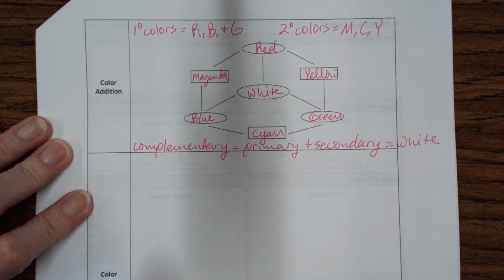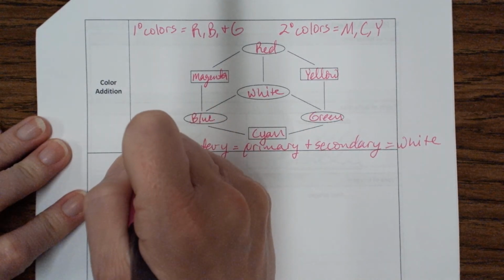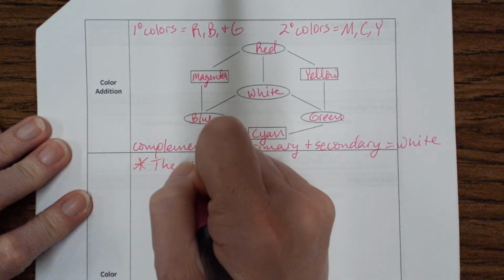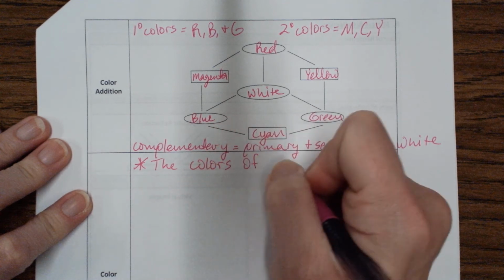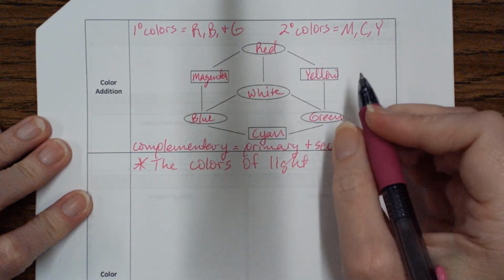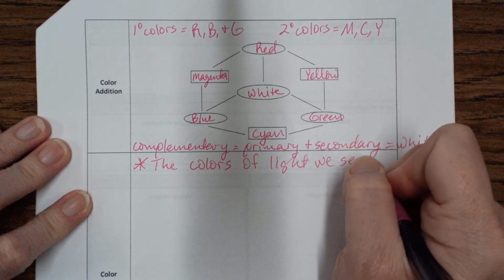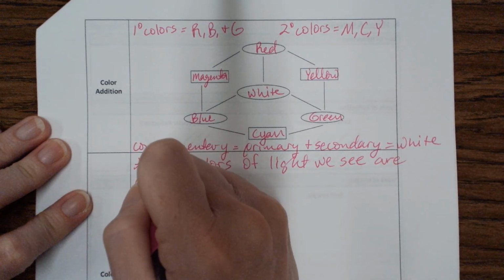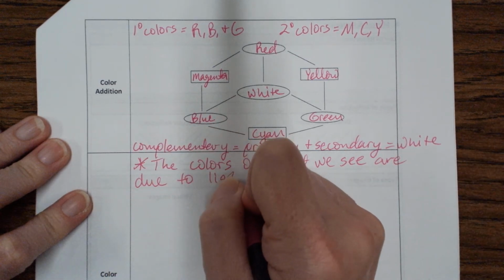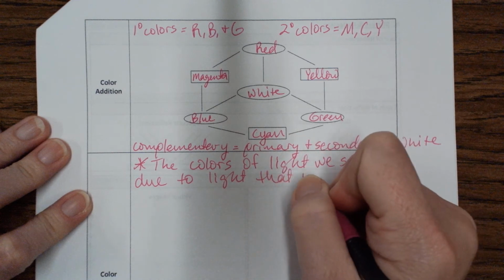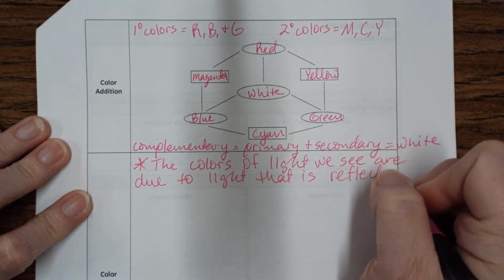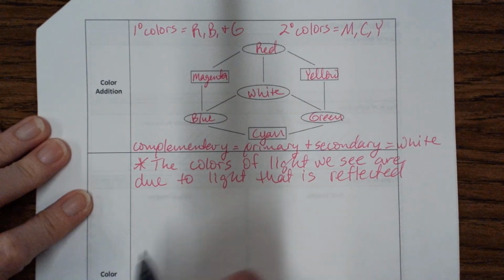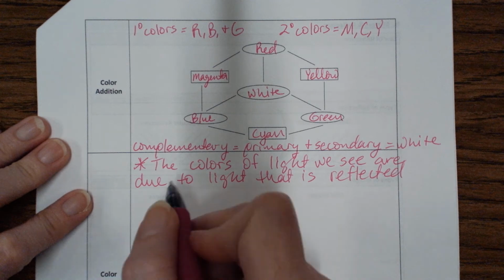So when you're looking, color subtraction is basically what you see, okay? So just so you know, the colors of light we see are due to light that is reflected, not absorbed, okay? So, give you a couple of examples.